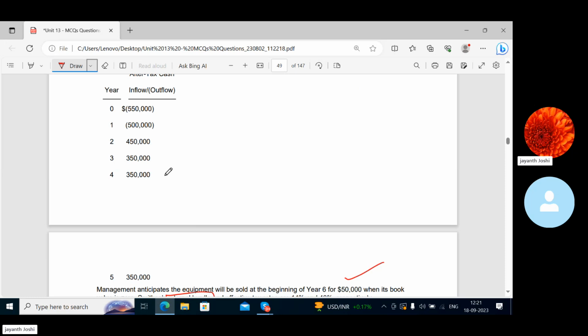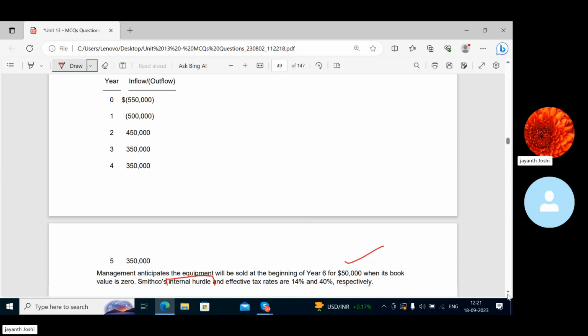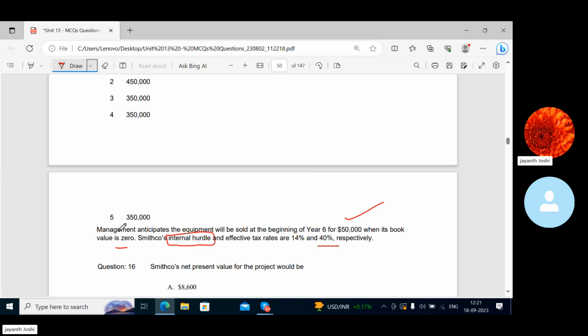So we need to consider that the after-tax disposal proceeds are discounted at the fifth year because it occurs at the beginning of year 6. In the sixth year also we have to consider the related transaction. Why do we need to consider the sixth year? Because this is a related transaction.